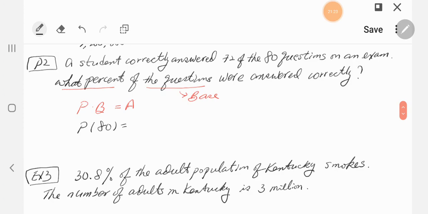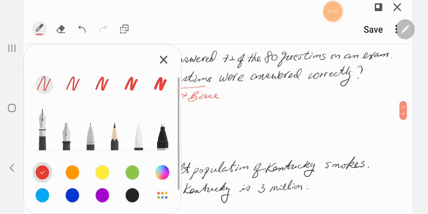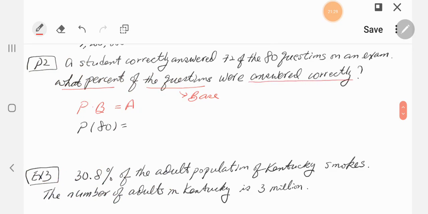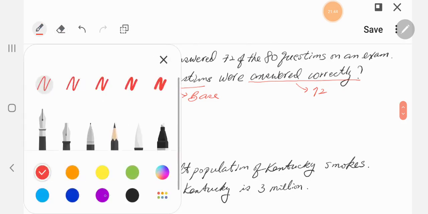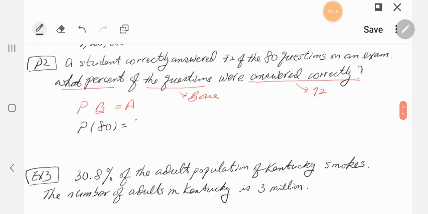And the amount, the answered correctly. What's the number of correct answers? The number of questions that were correct is 72 questions, right? 72 questions were correctly answered. So the amount is 72. Okay, so from this, let's find P. Then P is equal to, divide each side by what? 80.